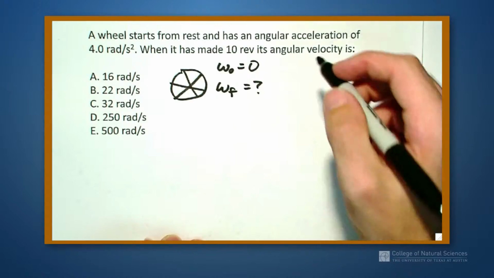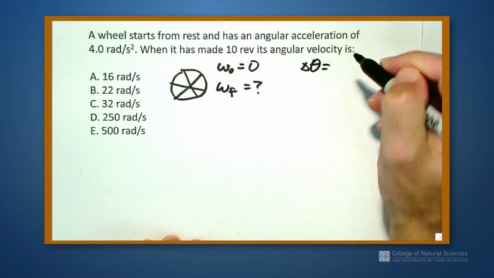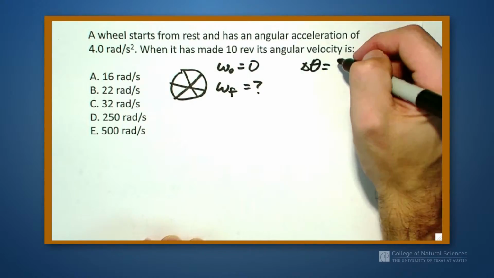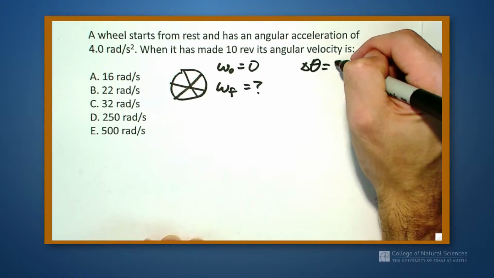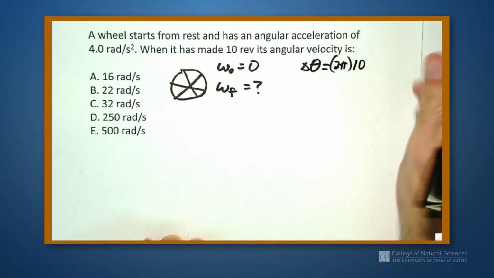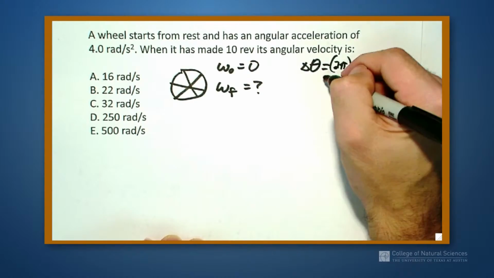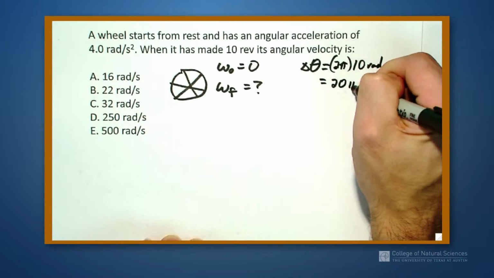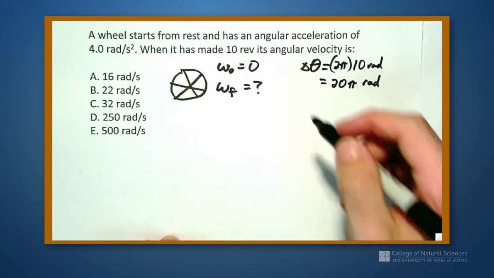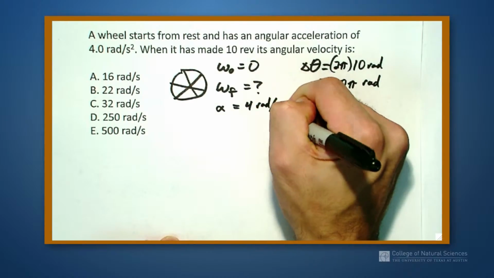We know that it's gone through a total of 10 revolutions. Well, I don't like revolutions. I know that one revolution is 2 pi radians. So 2 pi times 10 is going to be the number of radians that it goes through. So this is 20 pi radians. And we know that it has an alpha of 4 radians per second squared.